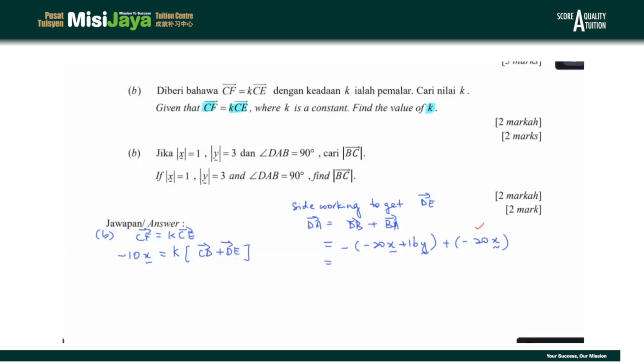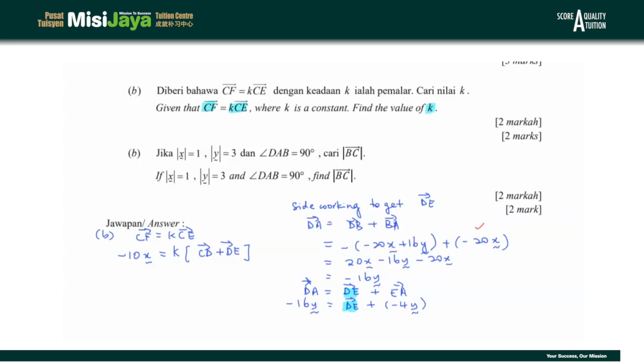Okay, so let's open up the bracket. We have 20x minus 16y and then minus 20x, so we get negative 16y. And then this DA is equal to DE plus EA. DA just now we got negative 16y, so I'm going to put it over here. And then DE is what we need to find. Then EA is negative 4y.